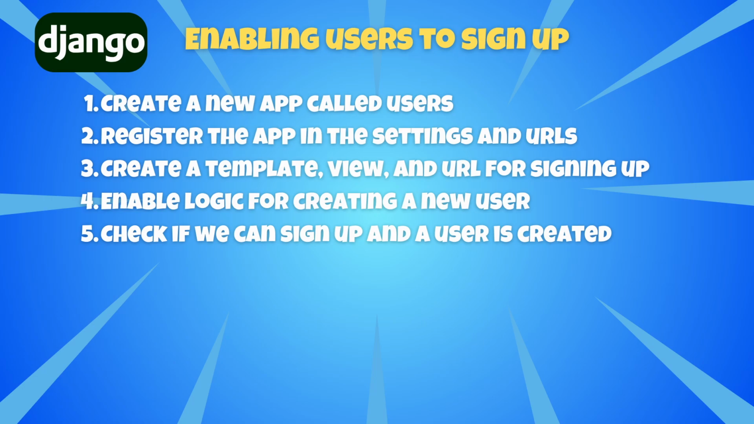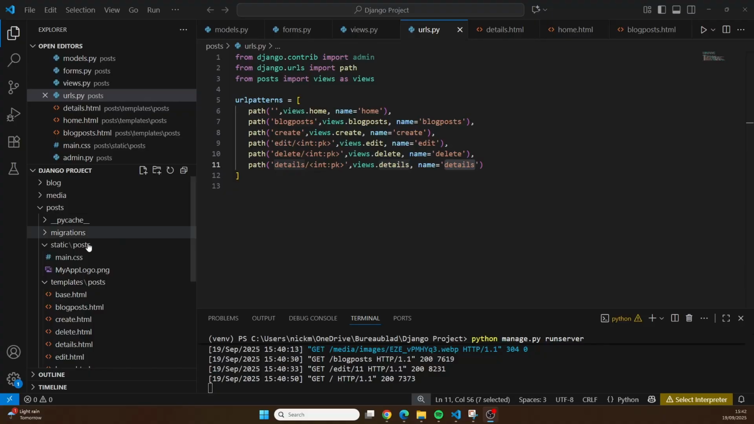To do that, we create a template, a view, and a URL specifically for signing up. And we enable logic for creating a new user after the user has populated the details inside of the form. As a last step, we're going to check if all works okay and if we can actually sign up and create a user in our database by providing the info to the form. So let's now get started.